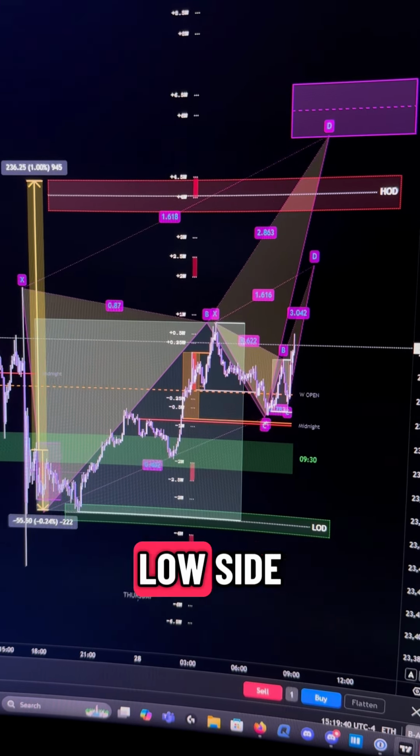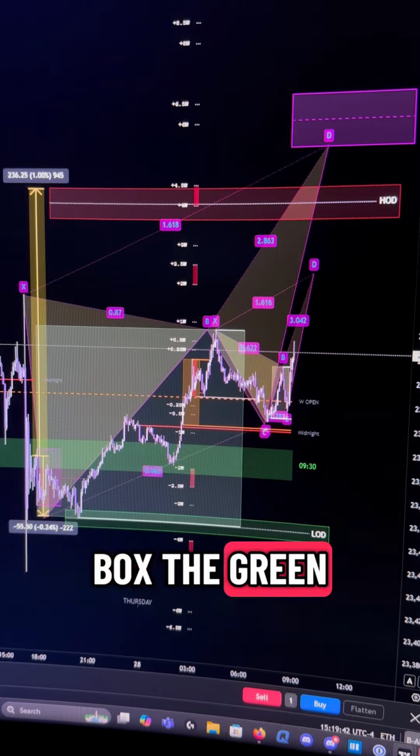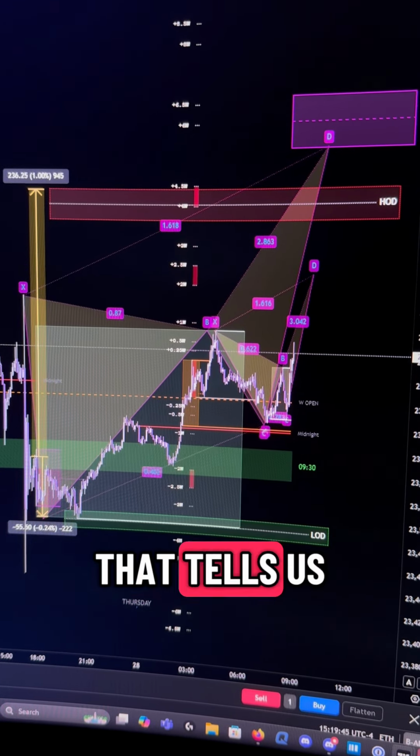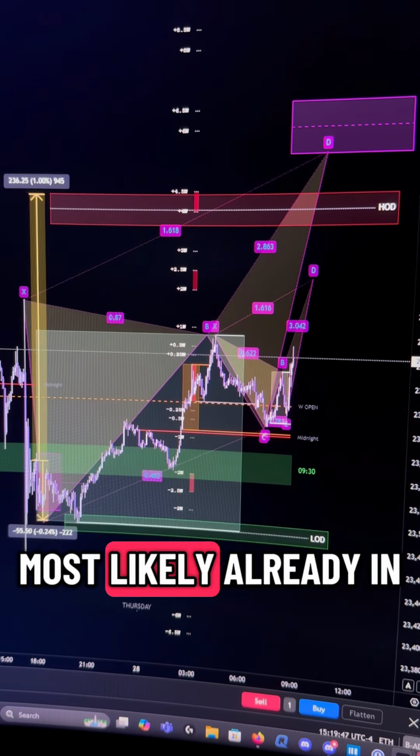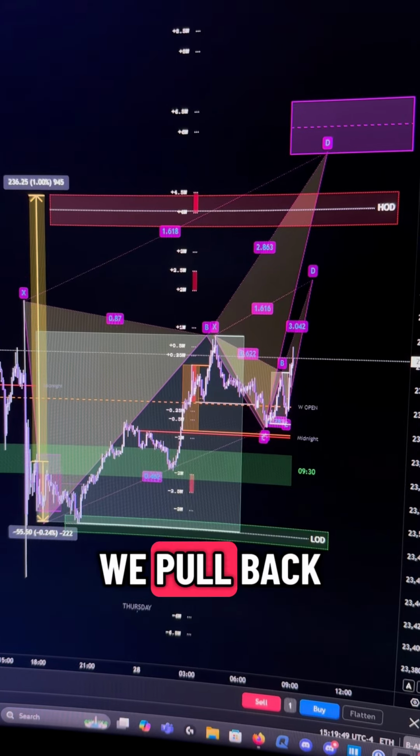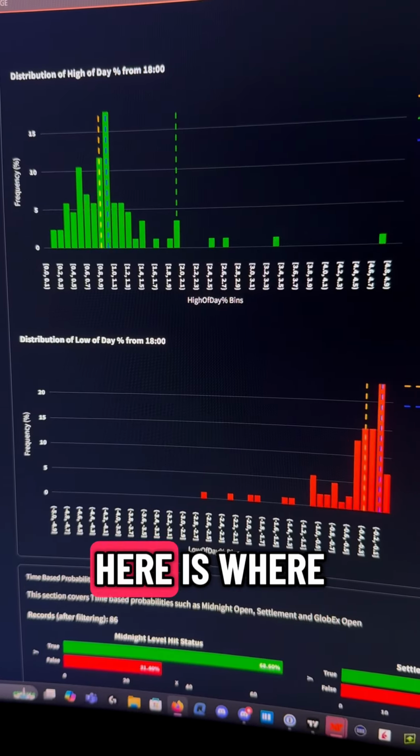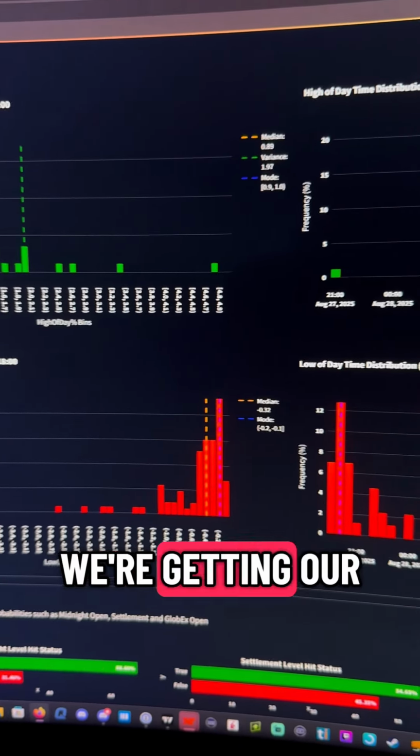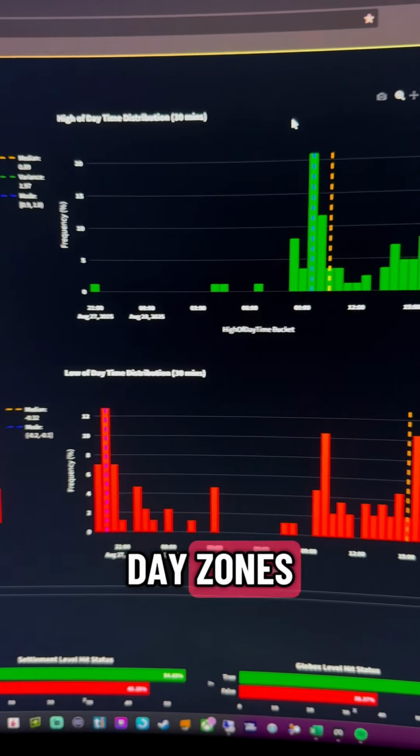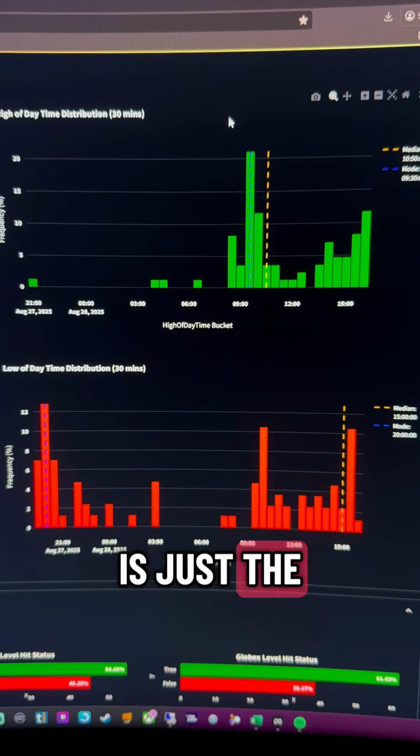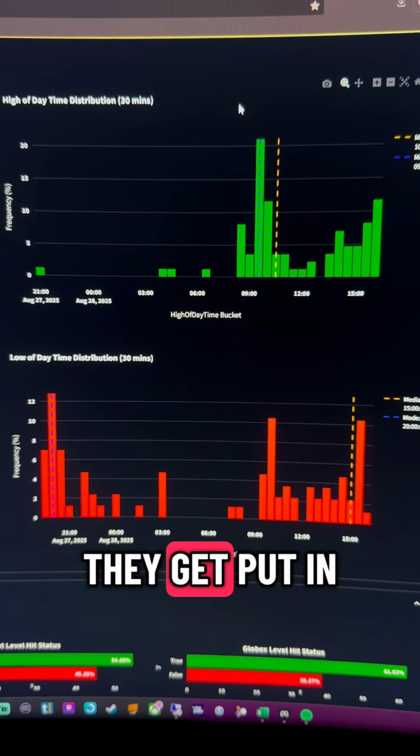If you look down on the low side, you see the LOD box, the green box at the very bottom. That tells us that our low of day is most likely already in. So even if we pull back, we're probably not going to go through that. Here is where we're getting our high of day and low of day zones. And over here is just the typical time that they get put in.